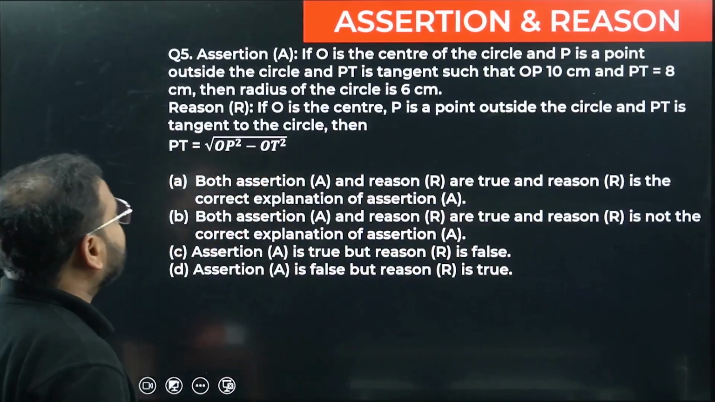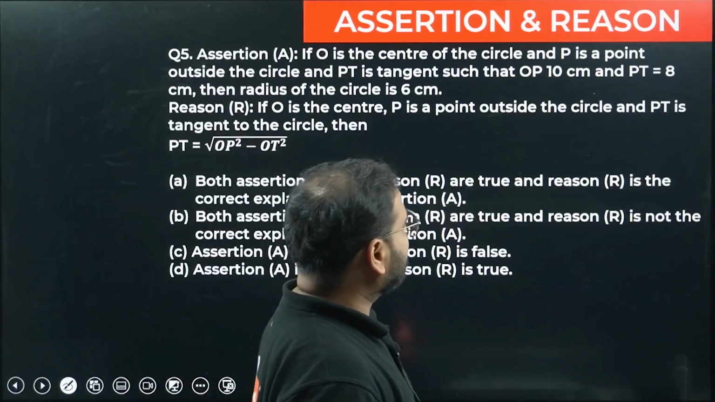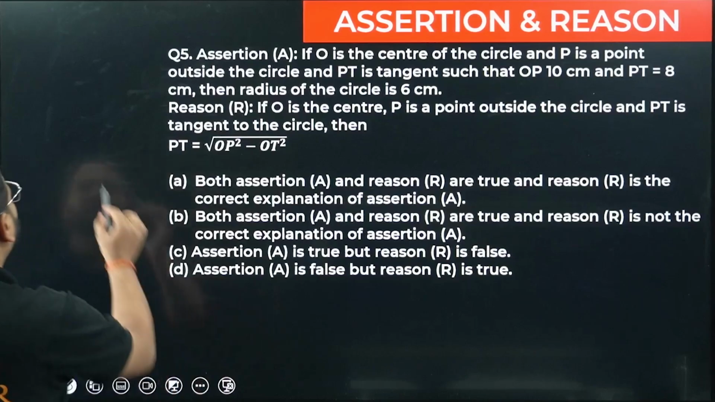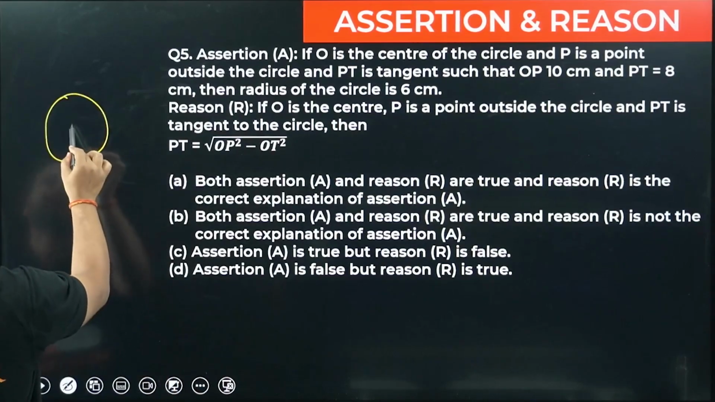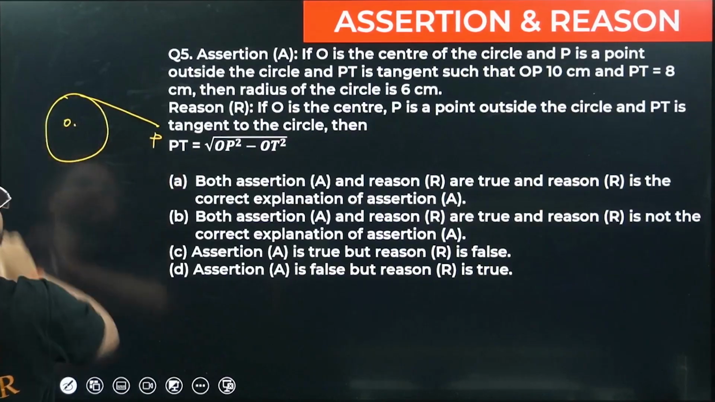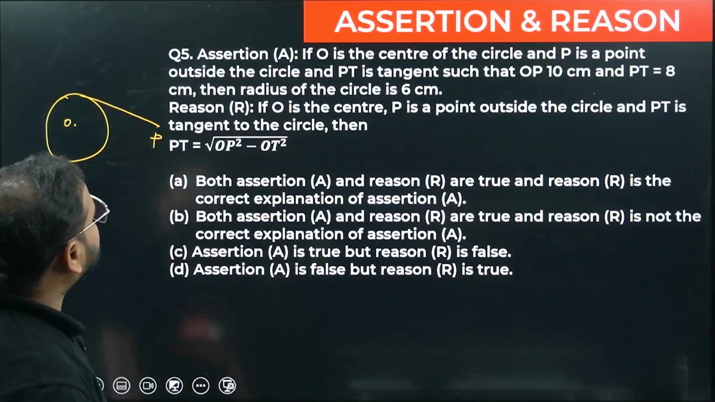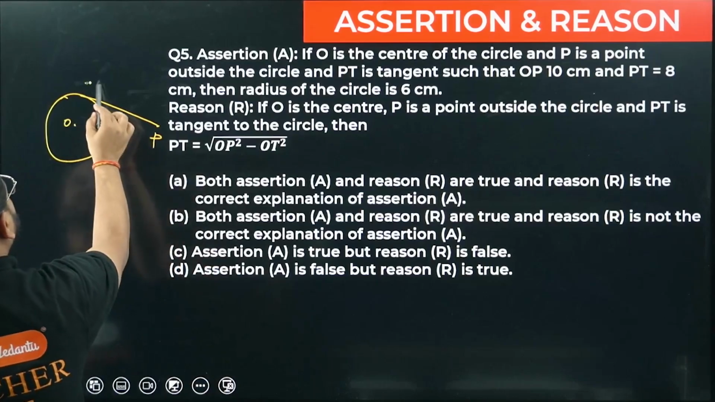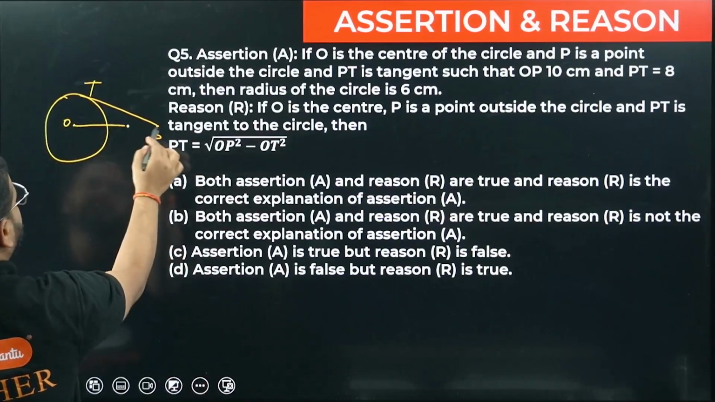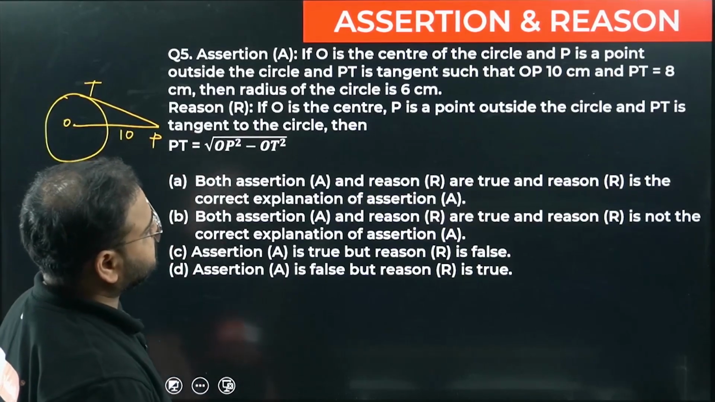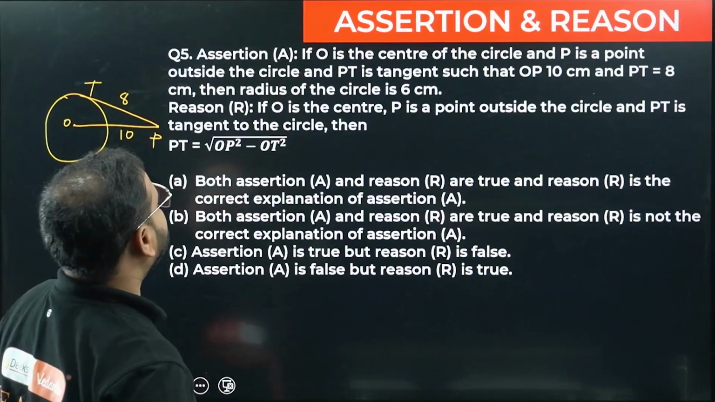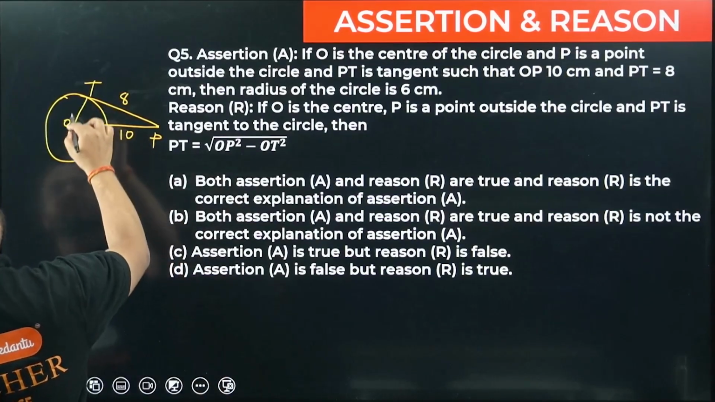Assertion and reason, question number 5. Have a look. If O is the center of a circle and P is a point outside the circle, let's draw the circle. We'll draw a small one. O is here, let's say P is here. PT is a tangent, so this is T, such that OP is 10. This is 10. PT is 8. This is 8. They're saying that the circle's radius is 6. Correct, sir?